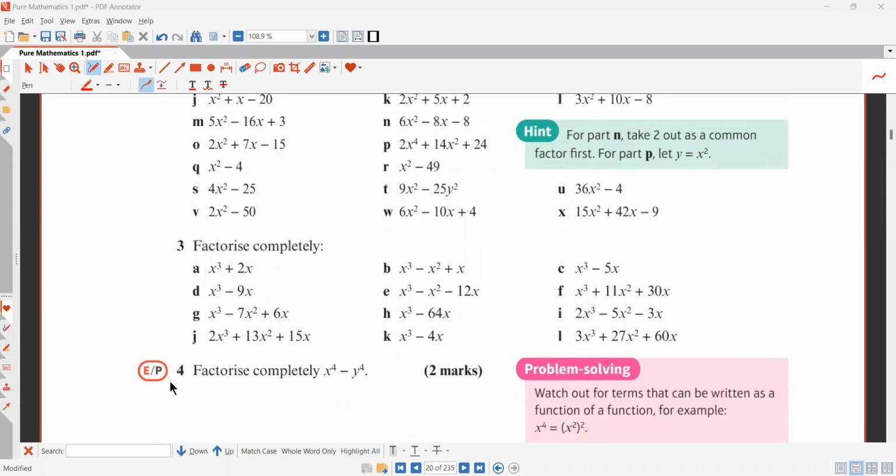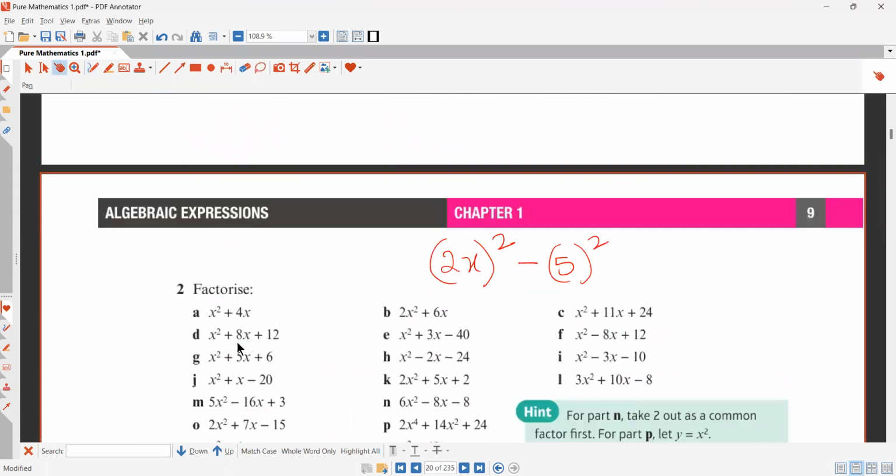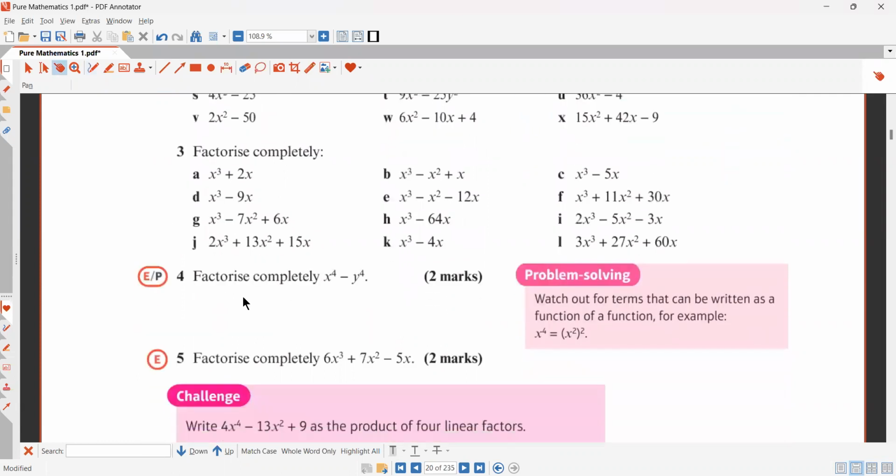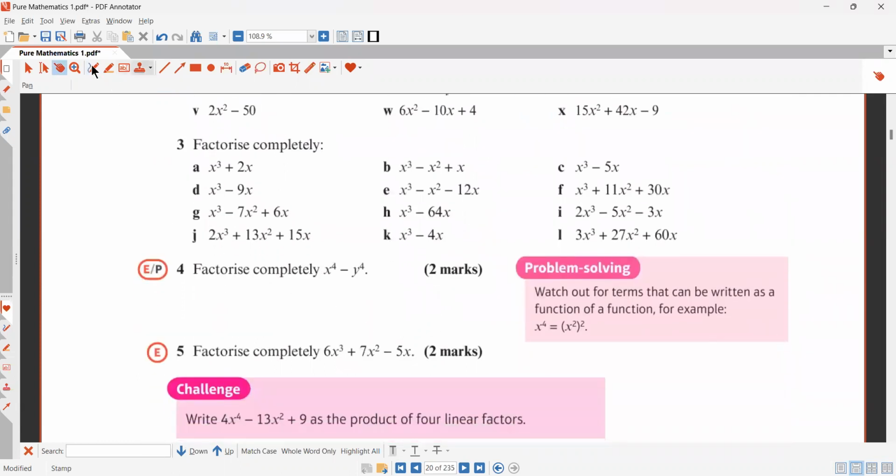Okay, now. Somebody asked me about this, which I gave as homework last time. Exercise 1C, question number 4. Let's do it. It's only 2 marks. Actually, this is very easy. How would you do this? Instead of x raised to 4, can you write x square? And instead of y raised to 4, can you write y square?